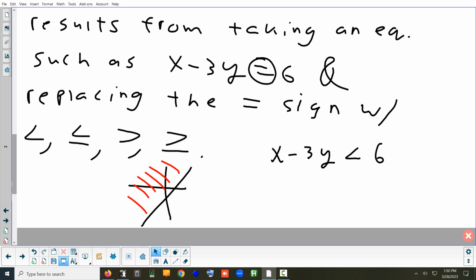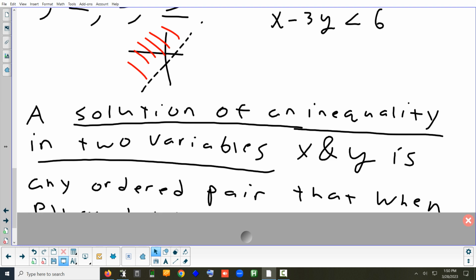So we'll take a look, and we're going to make a chart that tells you how to do it. It's going to tell you when you need to shade above and when you need to shade below. Also, sometimes this line needs to be a dotted line, more like that. Sometimes it needs to be a solid line. I'm going to tell you when it has to be which one.